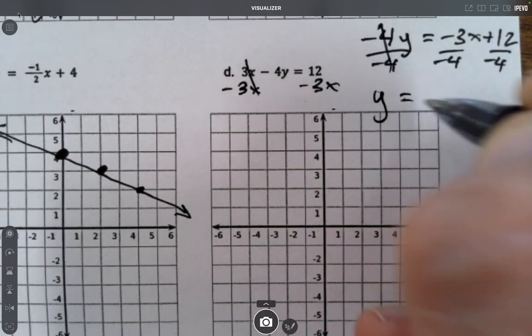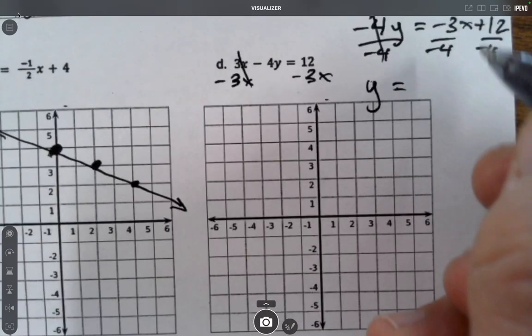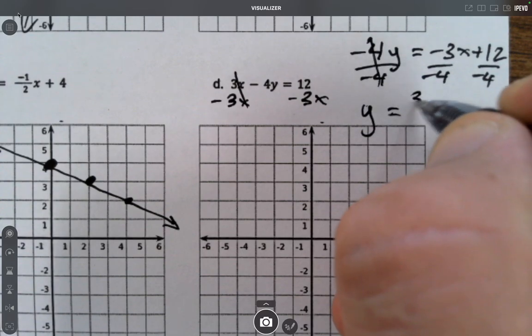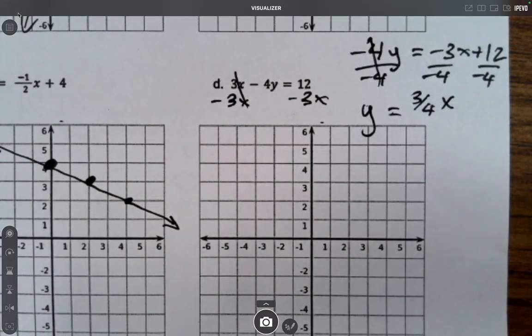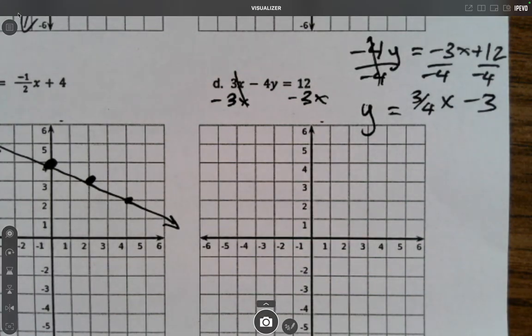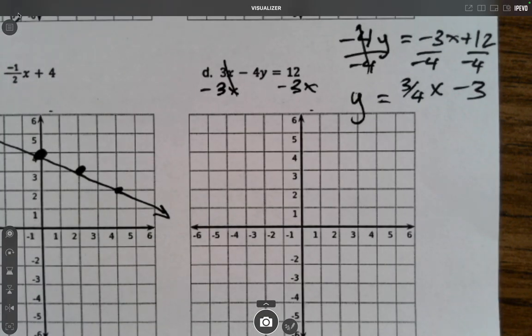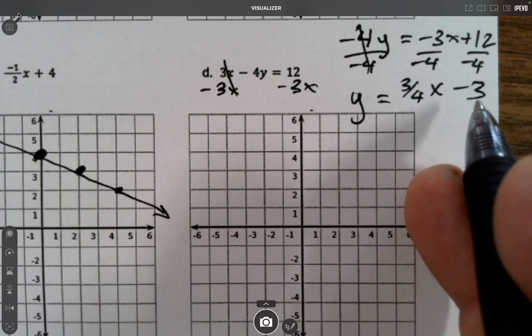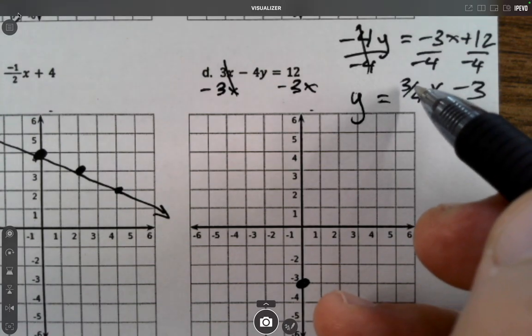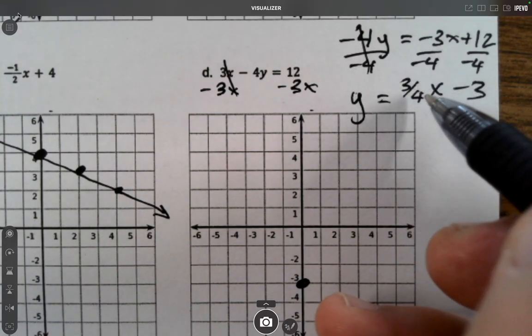So we get y equals, and this doesn't reduce as far as the fraction is concerned, but 2 negatives do cancel each other out. So I'll say positive 3 over positive 4x. Then 12 divided by negative 4 is negative 3. So on this one, the y-intercept is negative 3. So I come down to negative 3 on the y-axis and mark that. Then the slope tells me where to go next. I go up 3 and over 4.